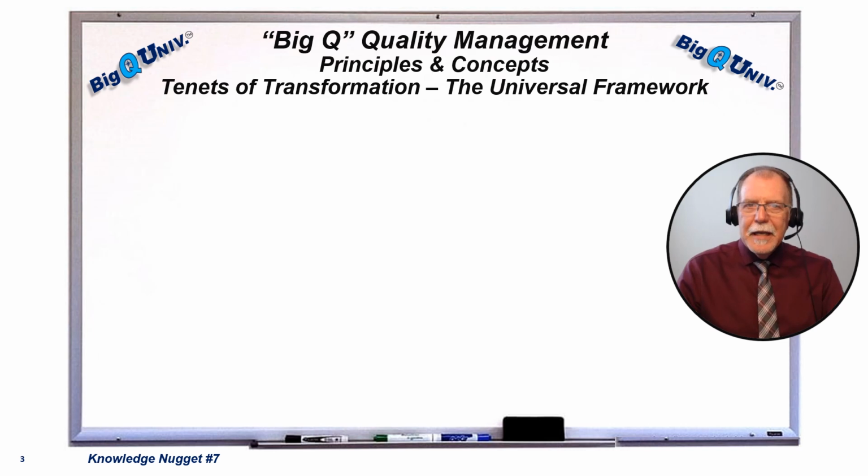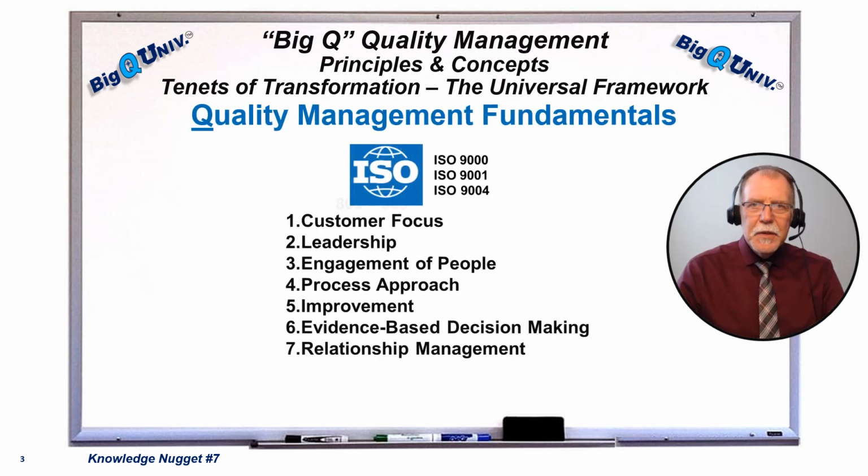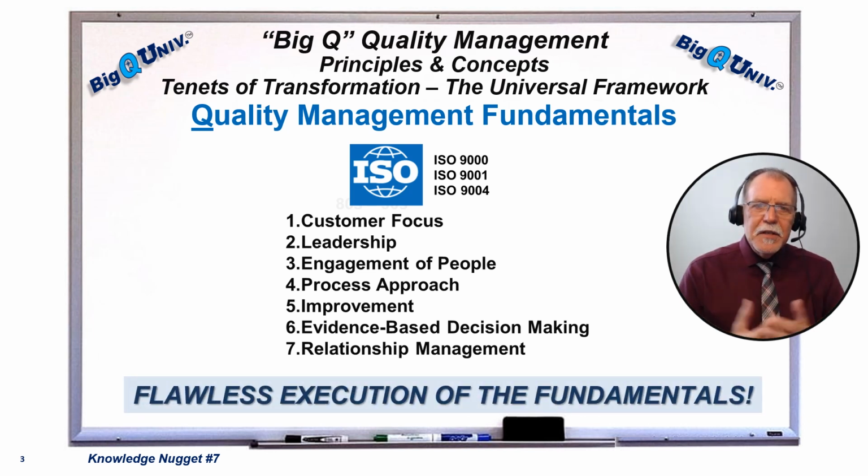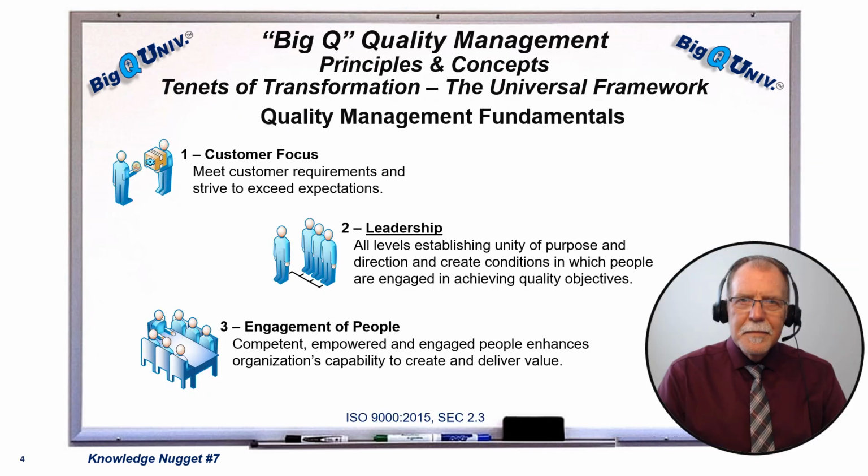The universal framework is a framework of quality management fundamental principles. And the fundamental principles that I want to talk about are the ones that were used by ISO Technical Committee 176 in the creation of ISO 9001, which is the standard for quality management system requirements. Now, these seven fundamental principles that were used are customer focus, leadership, engagement of people, process approach, improvement, evidence-based decision making, and relationship management. Now, to successfully transform to Big Q quality management, it's absolutely imperative that we flawlessly execute these fundamentals. So let's explore each one of these fundamental principles in a little bit more detail.